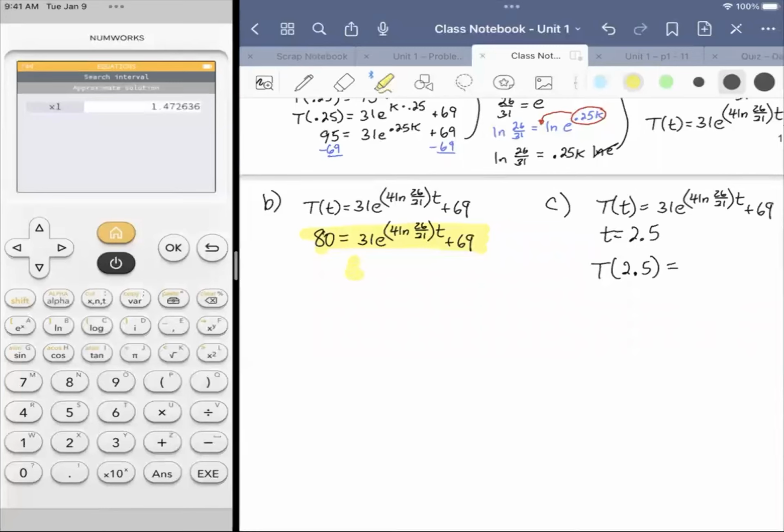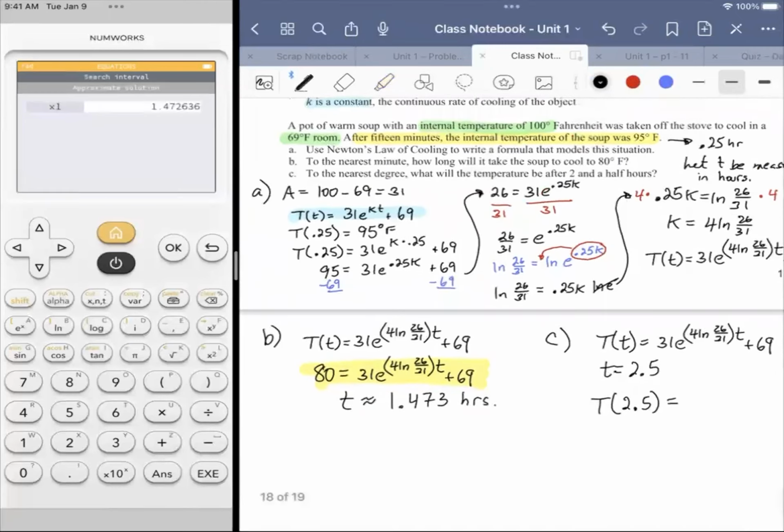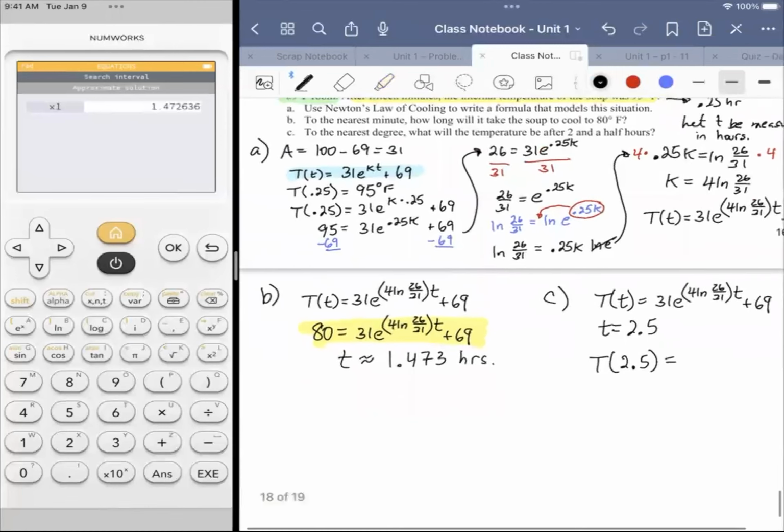But here I have about 1.473 hours. It says to the nearest minute, so I want to take that number and multiply it by 60. 60 minutes in an hour.